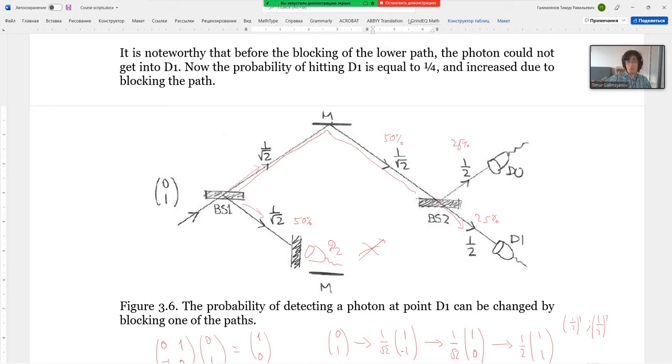However, we know that if there is no blockator, if there is no detector here, this photon would never occur at the detector D1. So putting the blockator at the lower path changes the behavior of the photon that takes the upper path, even if it does not meet the detector at all. So we can somehow change the behavior of the photon even without interacting with this photon.